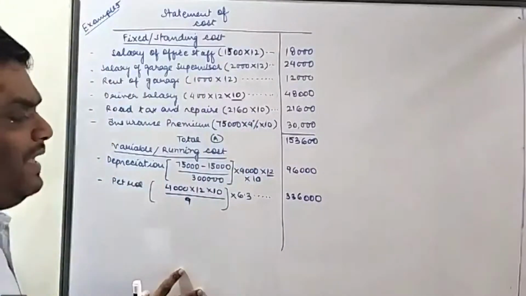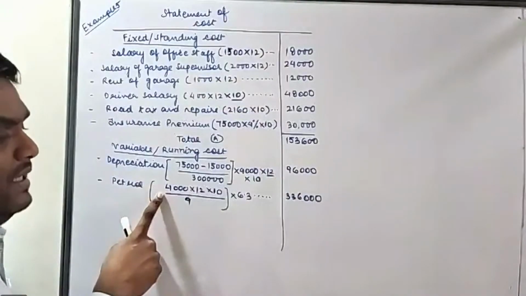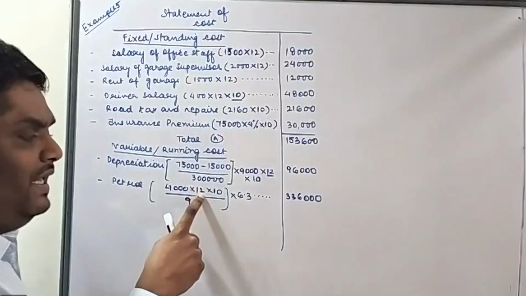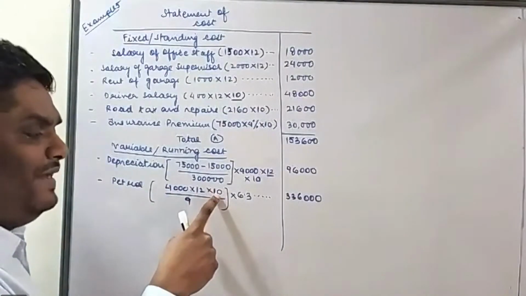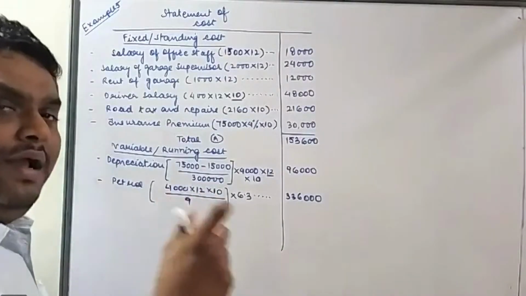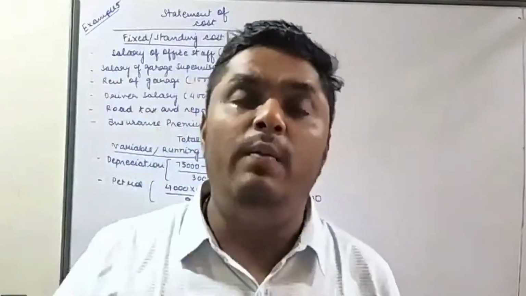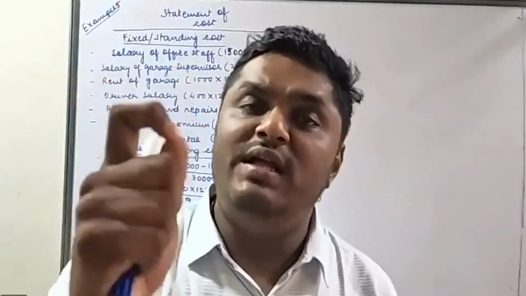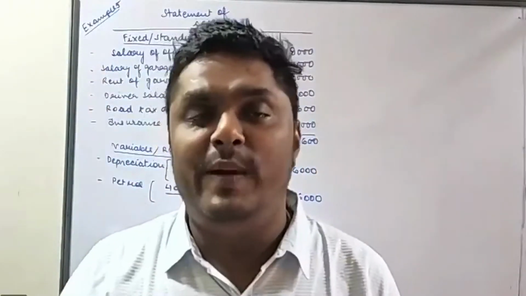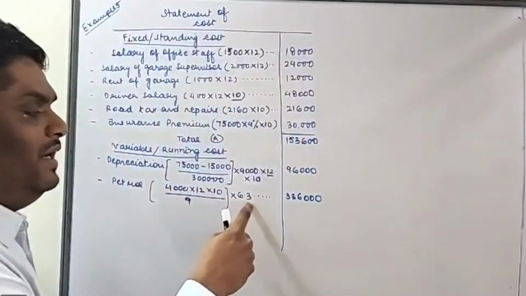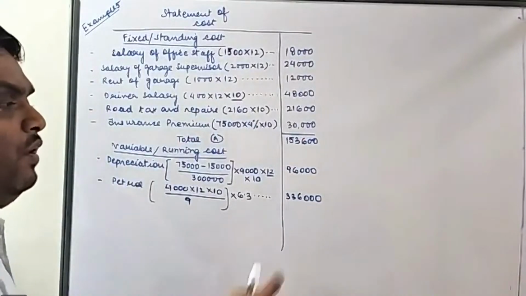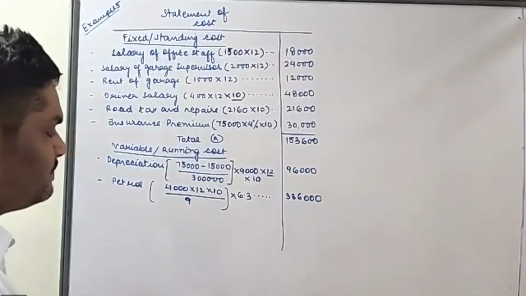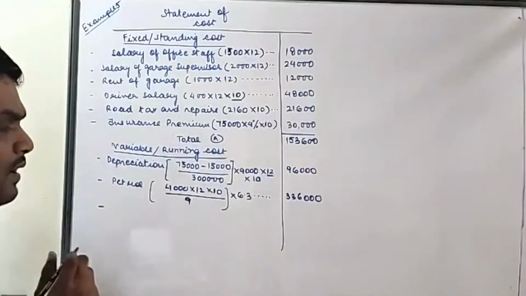So again, a simple calculation: 4,000 kilometers in a month into 12 months in a year into the total number of taxis, which are 10. Now, the car is giving an average of 9 kilometers for every liter. So how much petrol will be required? 53,333 liters of petrol. Into the rate of petrol, that is 6.3 rupees. So accordingly, we got 3,36,000. Next point.